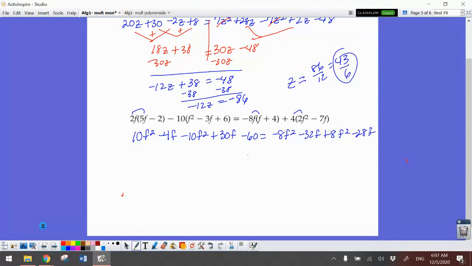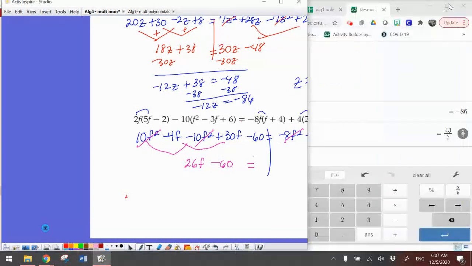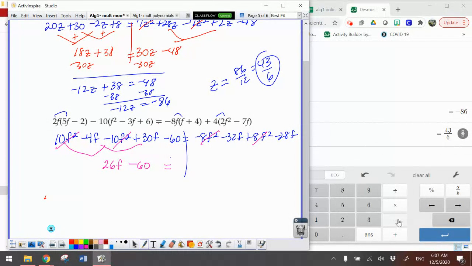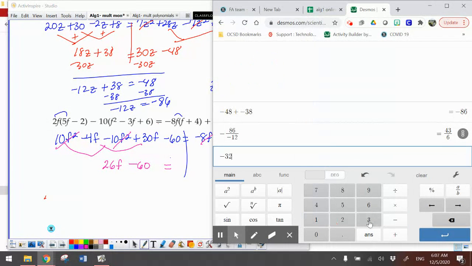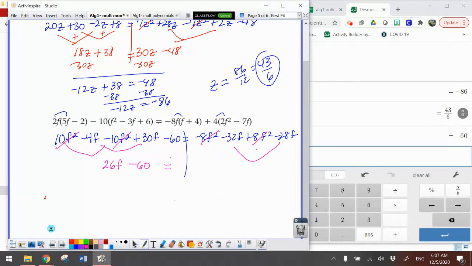Okay, so I have lots of combining I need to do. So my f squareds, they're going to go away. And I have a 26f here minus 60. Again, my f squareds are going to go away. And I have a negative 32 and a negative 28. So again, remember, you can use your calculator to help you. Negative 32 plus a negative 28. Remember, we're adding when we're on the same side. Okay, we are adding these guys. So that's a negative 60f.